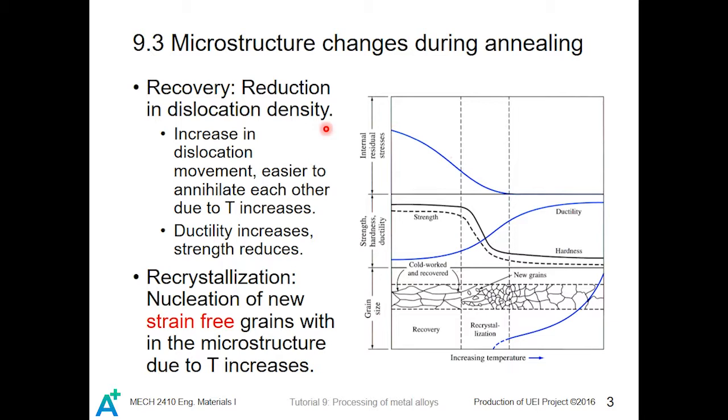And after recovery, there will be a nucleation of new strain-free grains within the microstructure due to the elevated temperature. The original piece might contain cold-worked grains, which are not strain-free, and energy is stored in the deformed grains and the dislocations. During such an annealing process, the original deformed grains will form new undeformed grains, where those new grains are strain-free. You can have a look at this graph, which represents the microstructure change during the annealing process.